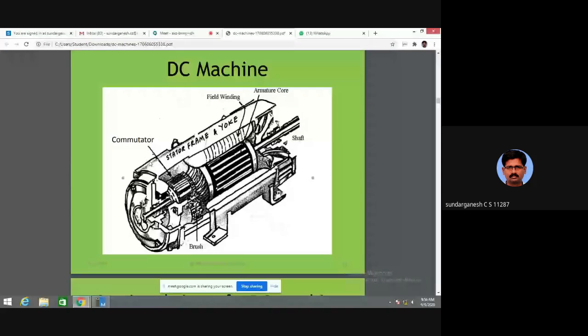Next one is the brush. The brush is made up of carbon. The brush is used to connect the external voltage. We have to give voltage to the machine, so the brush connects that voltage to the machine. That is the purpose of the brush.